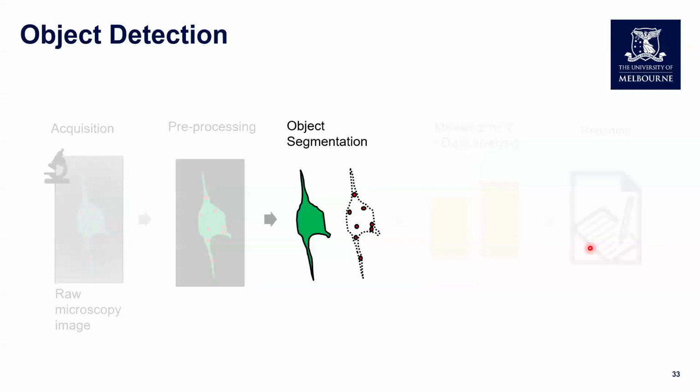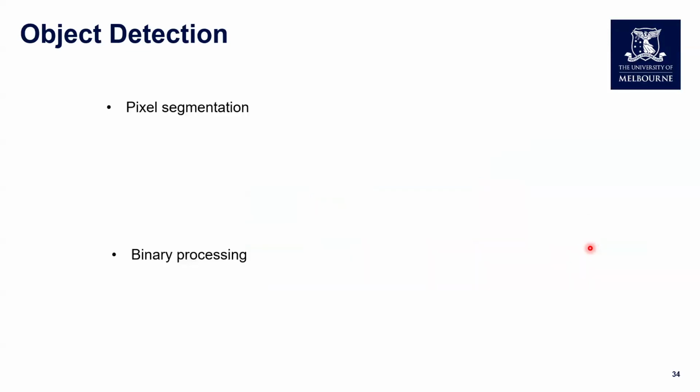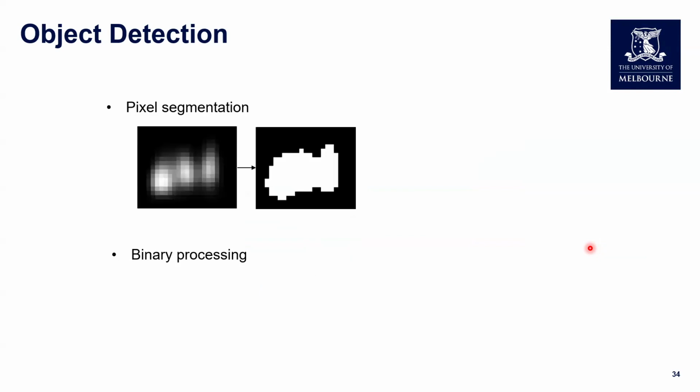Okay. So the next workflow is detecting objects or regions of interest for our measurements. Object detection is usually done, majorly done, in two steps called pixel segmentation or classification and binary processing. The first step is to classify each pixel into signal or background category and reassign the signal to white and background to black. As a result, we'll get a binary image like this.